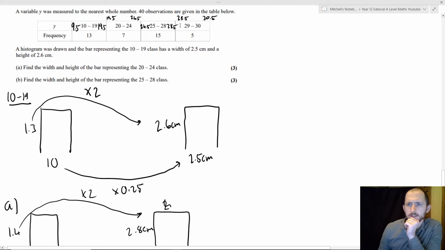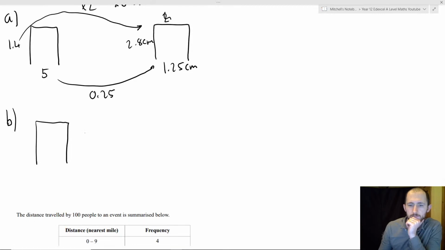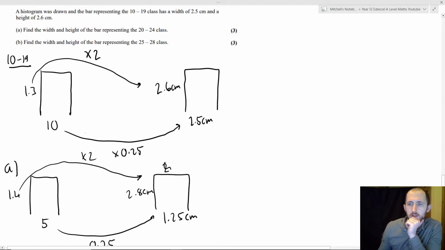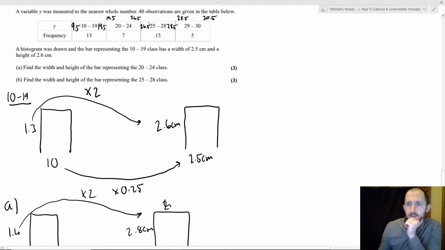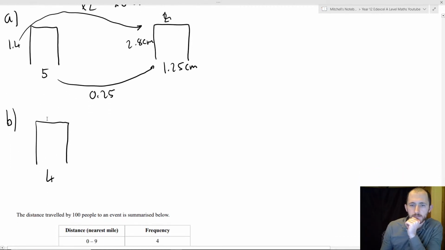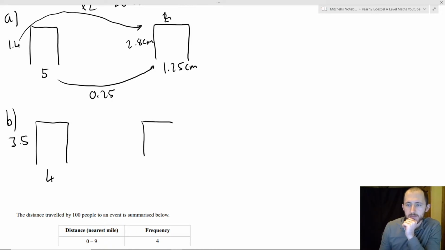So again, the class width is 28.5 minus 24.5, which is 4. And the height is going to be 5 over 4. Nope, sorry, 15 over 4. Which would be half it, 3.5. Okay, and then once again, do the exact same thing to work it out.